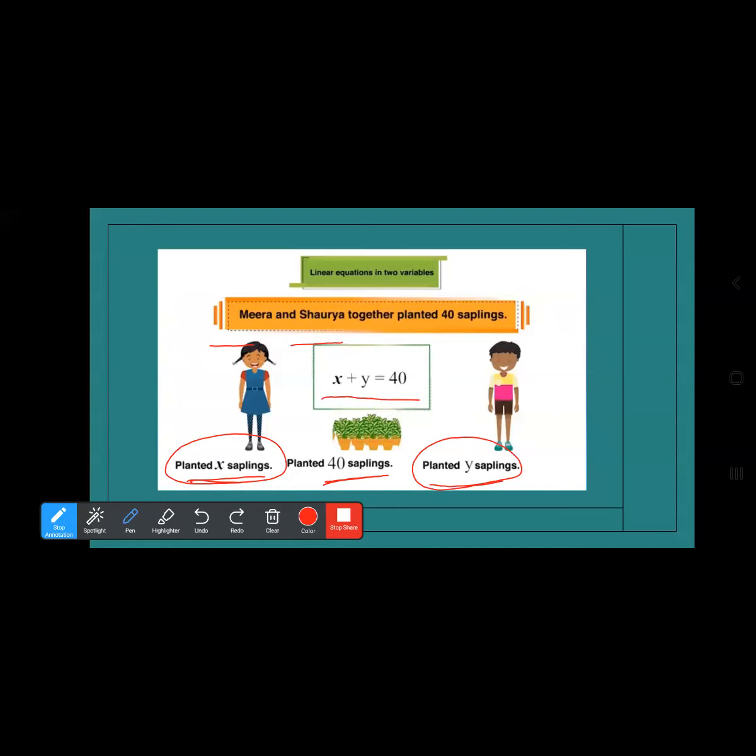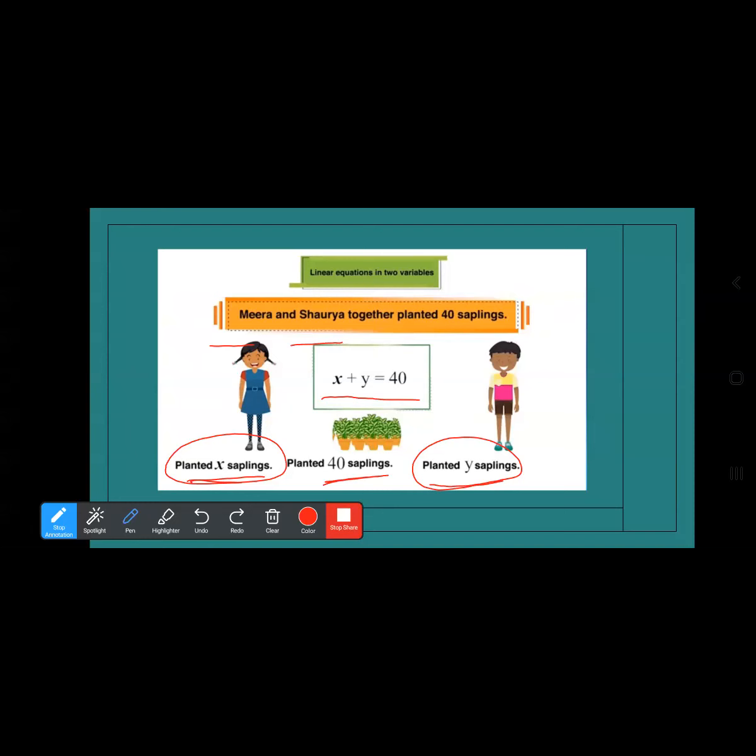Here we have taken two persons, two quantities. Two things will be taken together in order to form a linear equation in two variables. Here I have used x and y as the variables. You can use any other alphabet, no problem. It is not necessary that only x and y should be used.